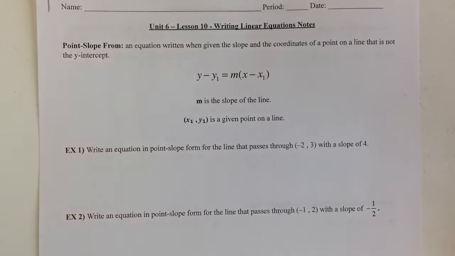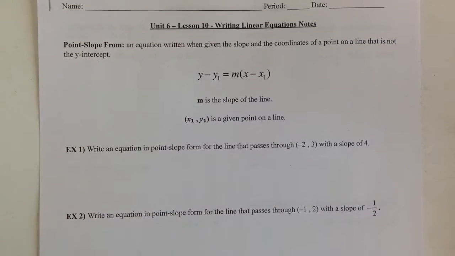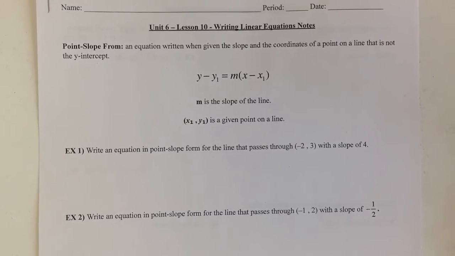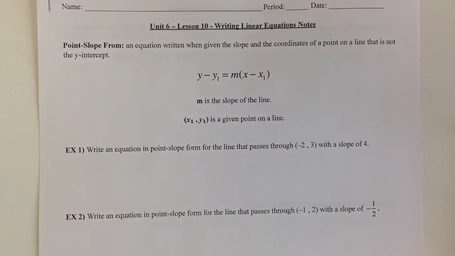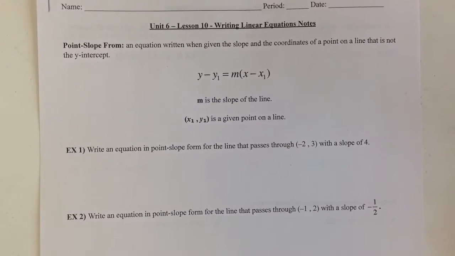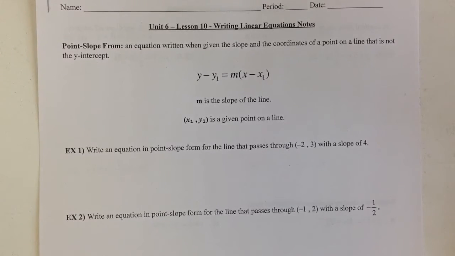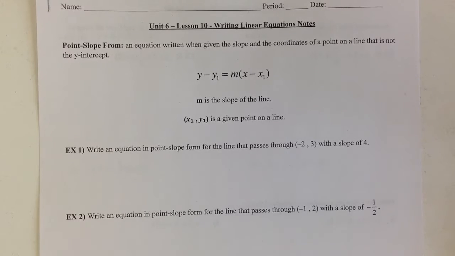Today we're going to talk about writing linear equations in point-slope form. The point-slope form of an equation is when it's written given the slope and the coordinate of a point on the line that is not the y-intercept. So slope-intercept had the slope and an intercept. Point-slope has a point and the slope.